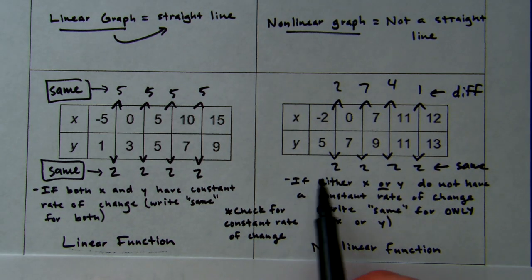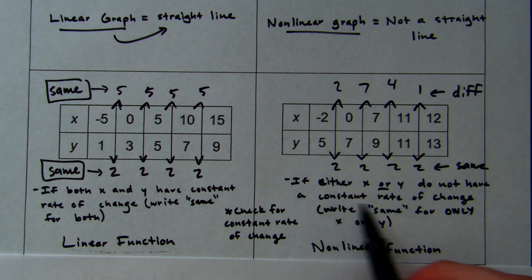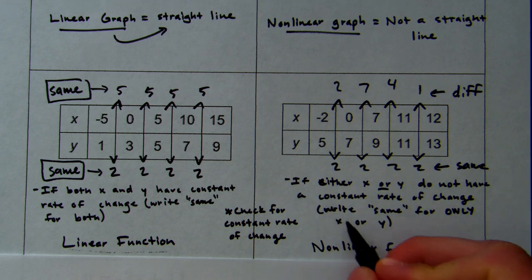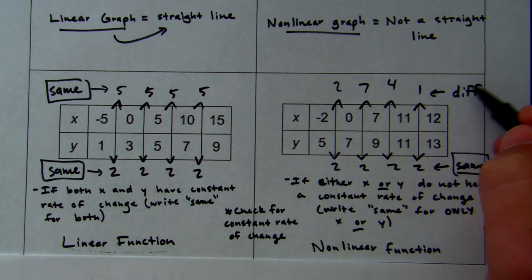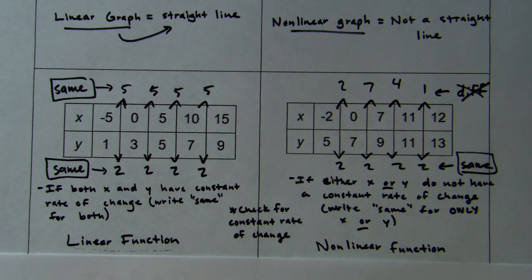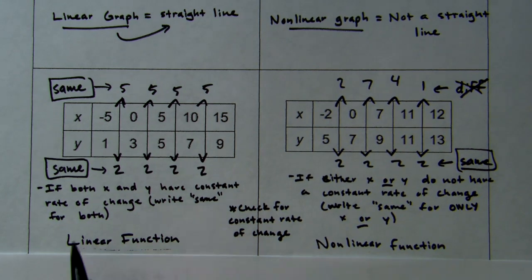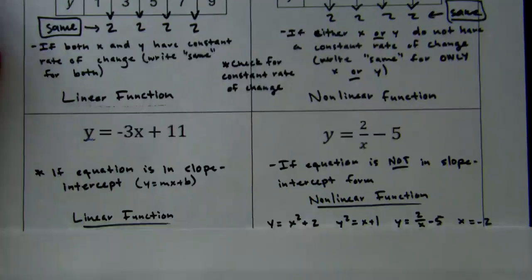But if either x or y do not have a constant rate of change, you write same for only the x or the y. We only wrote same here, but we wrote different up here. It is a nonlinear function because we did not write same for both. If they are both different or one of them is different, it is not a linear function. It is nonlinear.